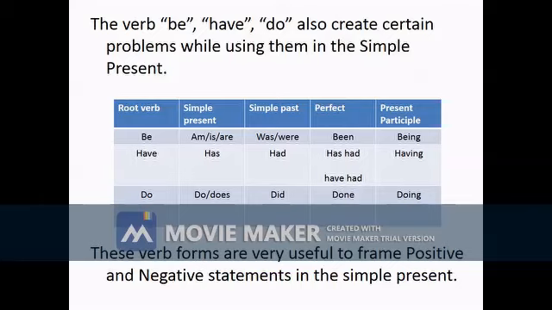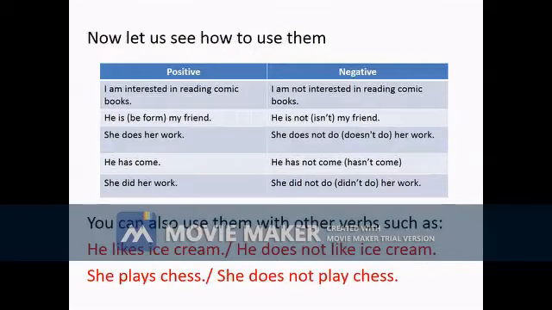Similarly, have is used as a root verb and has in the simple present, had simple past, has had or have had in the perfect tenses, and having in the participle form. Do as a root verb, do and does in the simple present, did as simple past, done as the perfect tense, and doing as the participle form. These verbs are very useful to frame positive and negative statements in the simple present. Now let us see how to use them.